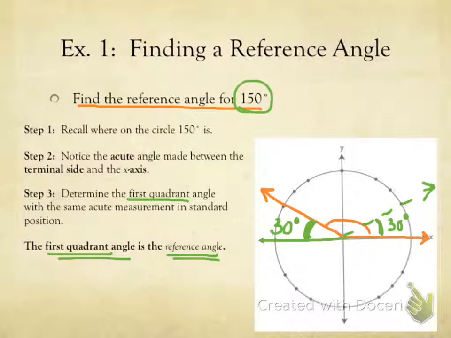And that's really all we're talking about right now, is just making that connection between the angle that we're given and the first quadrant reference angle that it's associated with. So the answer in this case, the reference angle for a 150 degree angle would be a 30 degree angle.